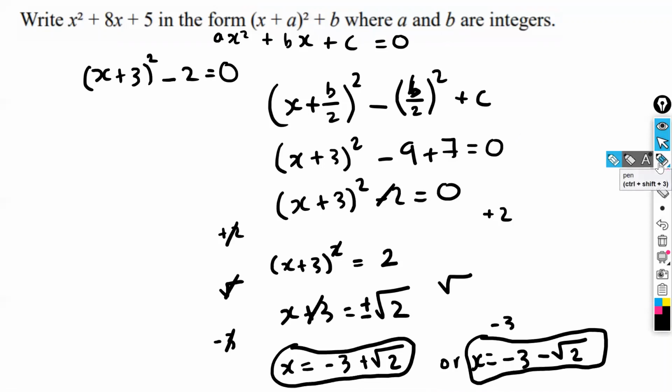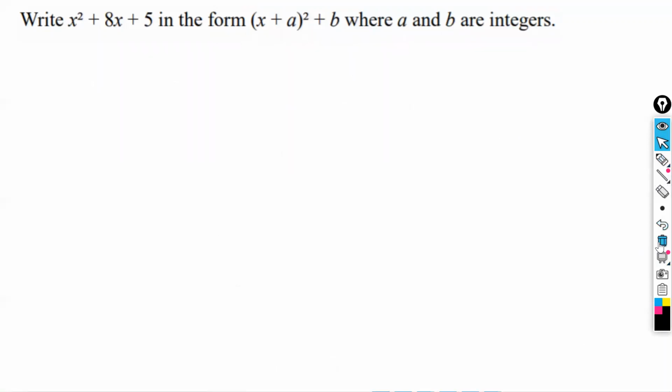So write x squared plus 8x plus 5 in the form of (x plus 8) squared plus b. So when they give you a question like this and they tell you to write it in this format, it means you need to complete the square. And if we use the pen, this should tell you that we need to complete the square.